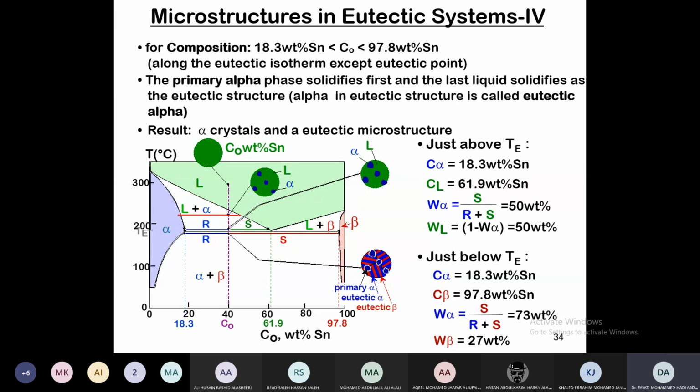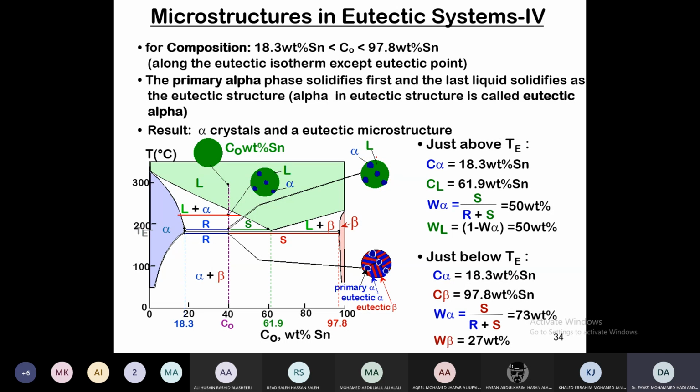That's the tie line. And at the beginning, that's the alpha. At the beginning, alpha is that proportion divided by the total. So the majority will be the liquid. And as you go down, that segment is increasing, and that segment is reducing. You have the alpha solid solution forming in different orientations, and they are becoming bigger and bigger in amount as you reach just above the eutectic isotherm.